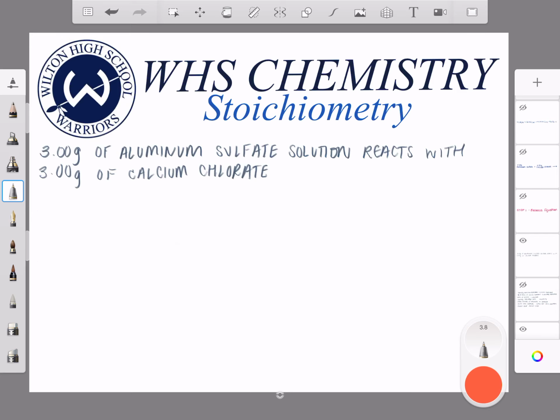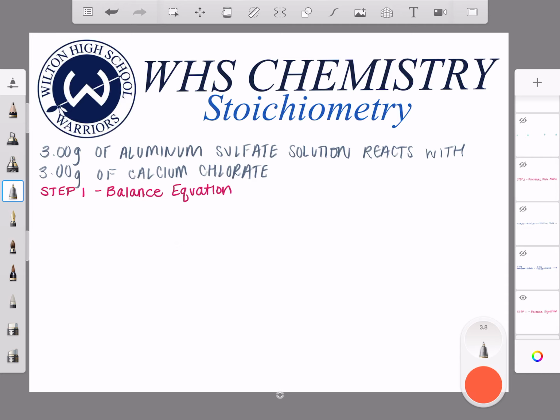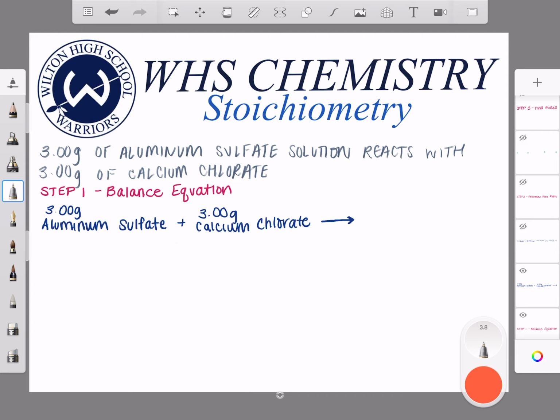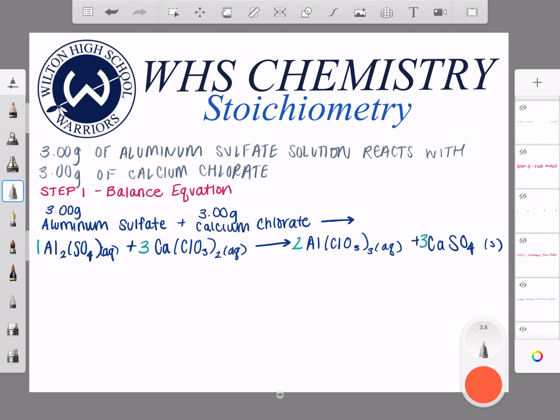So we have 3.00 grams of aluminum sulfate solution reacting with 3.00 grams of calcium chlorate. The first thing we want to do in any stoichiometry problem is balance our equation. First, I always like to write out what they give us in the problem. I've done that here, and this will help us balance our equation by having what they've given us written out in words first, and then we can write our balanced equation.